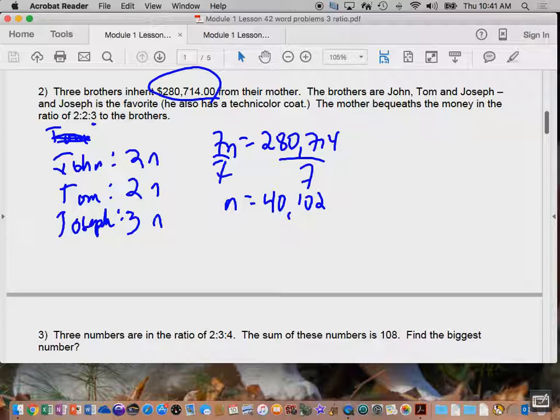So then to find out how much each brother has, you need to multiply. So this becomes 80,204, 80,204, and then 120,306. And at this point, if you add those 3, you will get the 280,714.